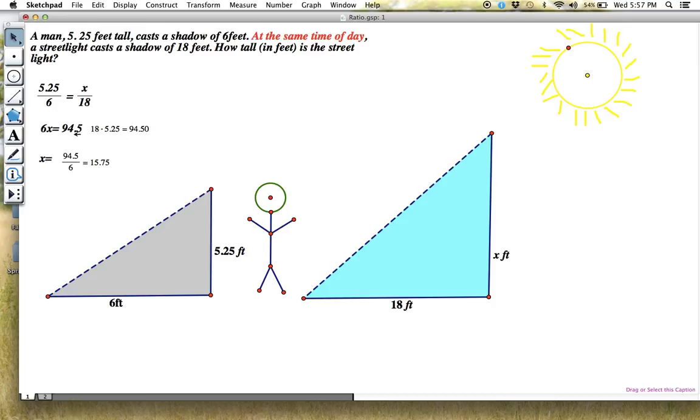So now we do our division, essentially to find how many groups of 6 feet are in 94.5 feet. So 94.5 divided by 6 yields 15.75 feet in height. So that is claiming that this street lamp needs to be 15.75 feet in order to cast a shadow of 18 feet.